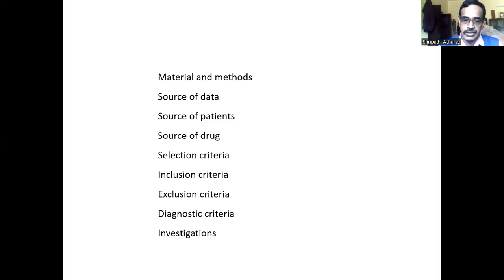Selection criteria: what are the inclusion criteria? What are the exclusion criteria? Whether it is randomized, blinded, this has to be stated. What are the diagnostic criteria? What are the investigations done?